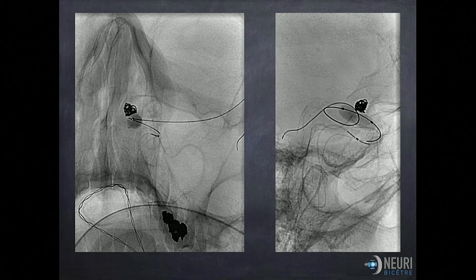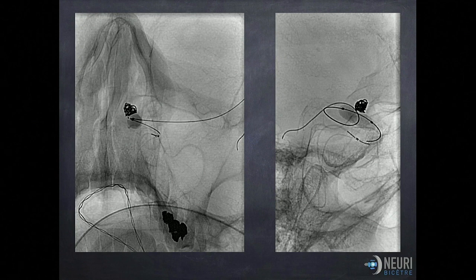So you have to use the inflation of the balloon from the first coil. If you have a protrusion of a coil when it is detached, the balloon will never bring back the coil inside the sac of the aneurysm. This is very important. The balloon is here to provide the constraint to the basket of coils.